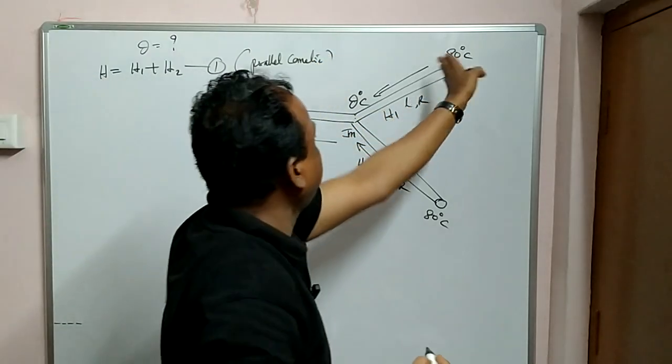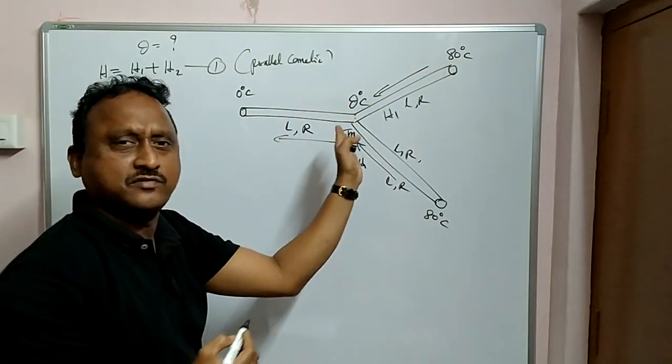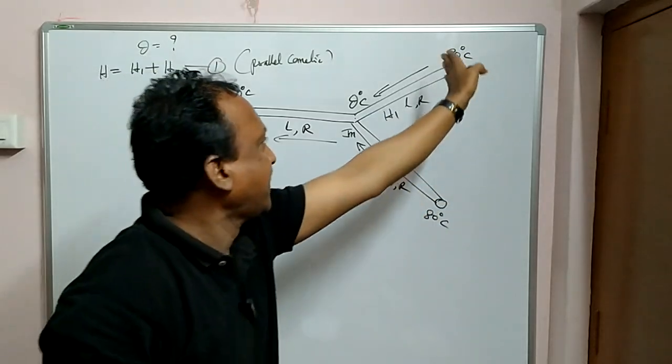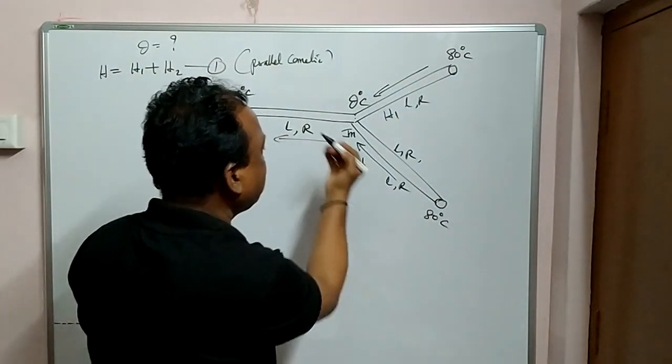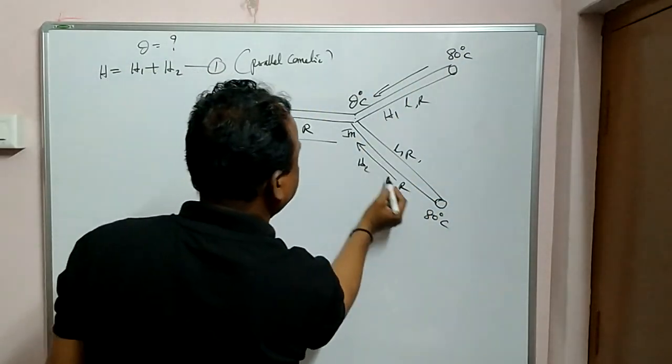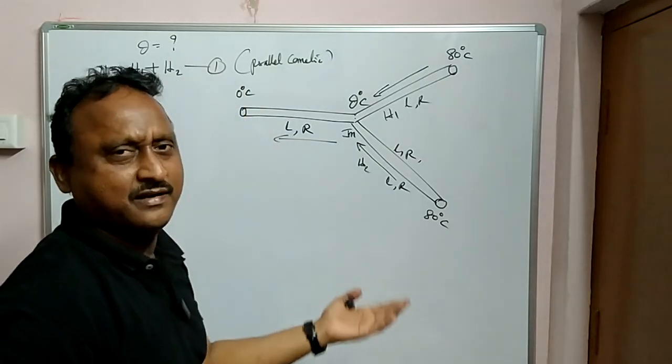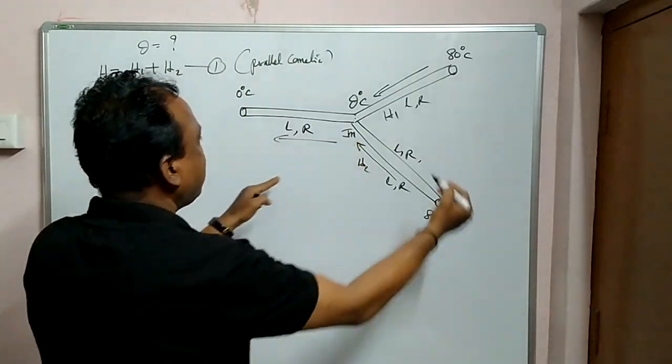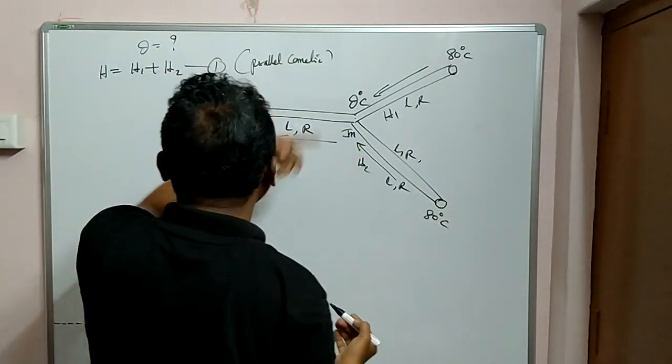So for example, here heat is coming, H1. Always heat flows from high level to low level. This is H1, this is H2. H2 is the heat current, the rate of flow of heat. So it is coming in this fashion. Now apply the formula here.